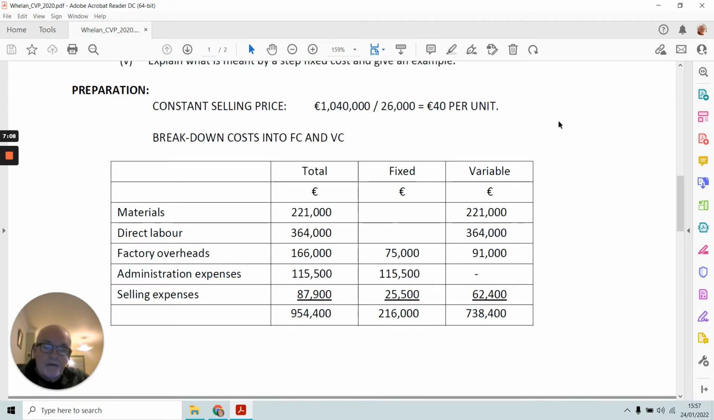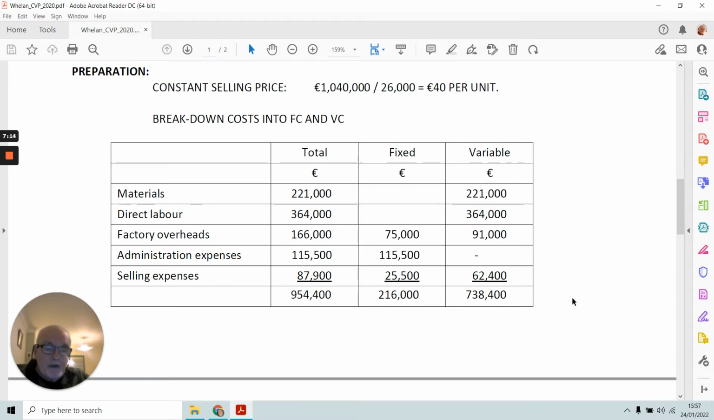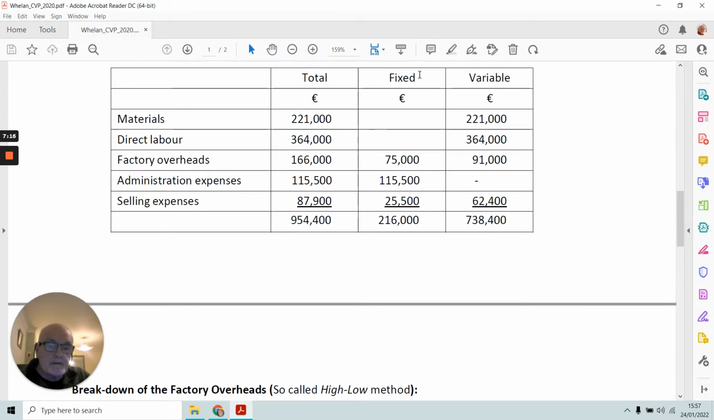This work here might take us about 5 to 8 minutes to work out all of this. And we have two key figures now. We've broken our costs down into fixed 216,000 and variable 738,400. We need variable costs per unit to do cost volume profit analysis correctly.